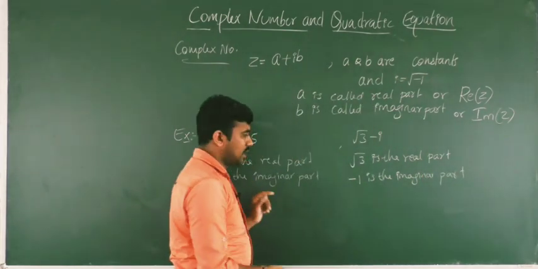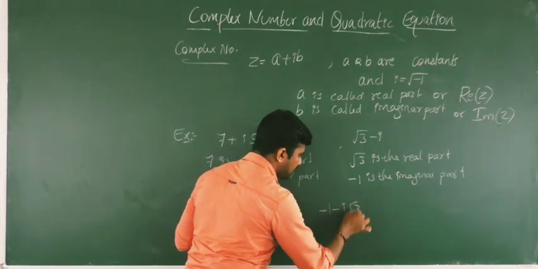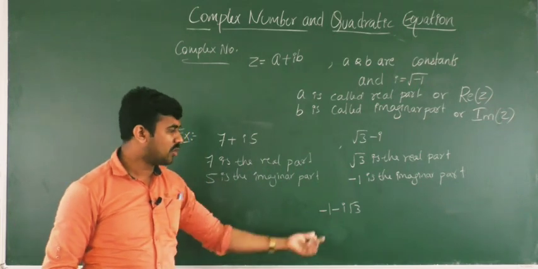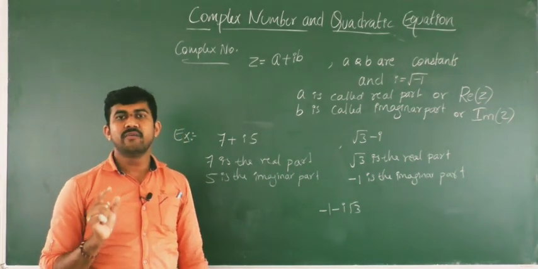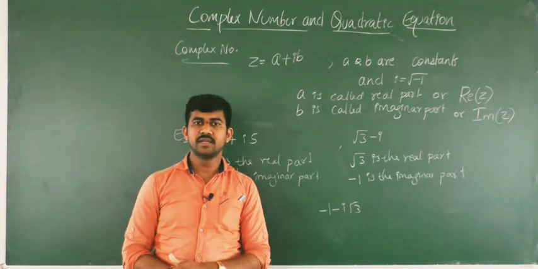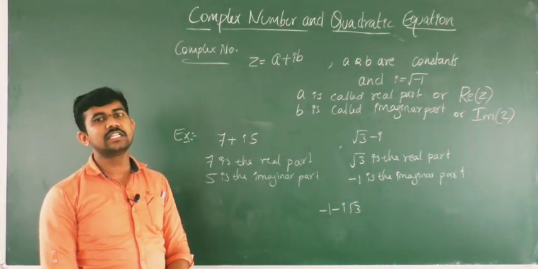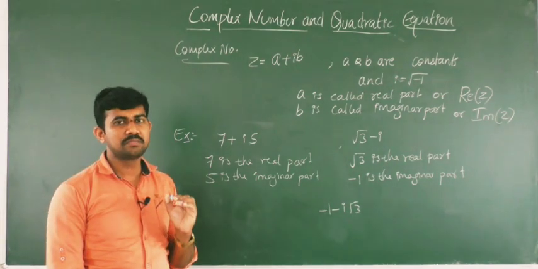Now, minus 1 minus i root 3. What is the real part of this complex number? Minus 1. What is the imaginary part of this complex number? Minus root 3. So like that we can identify the real part and imaginary part of the given complex number.